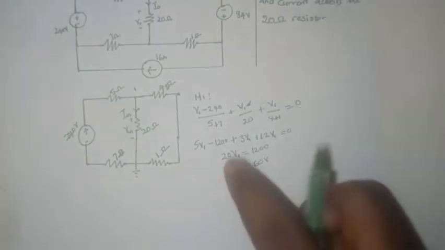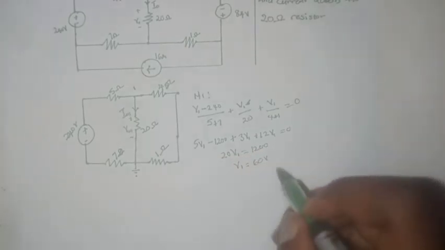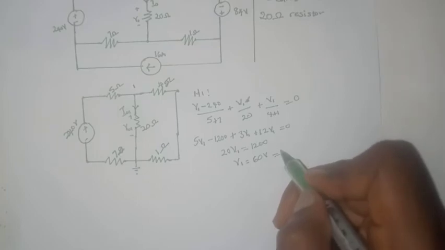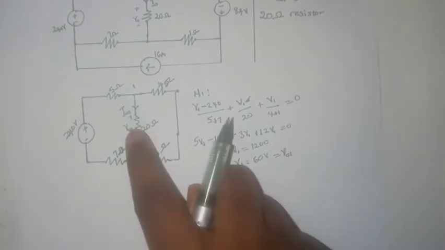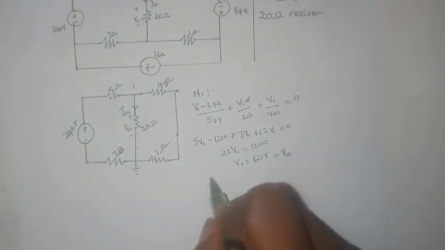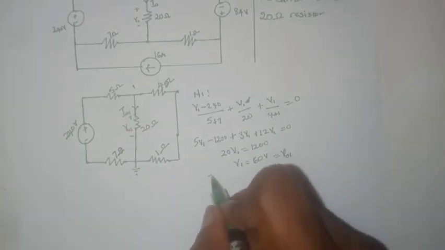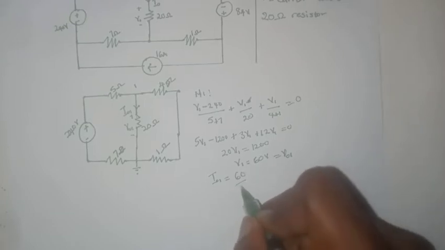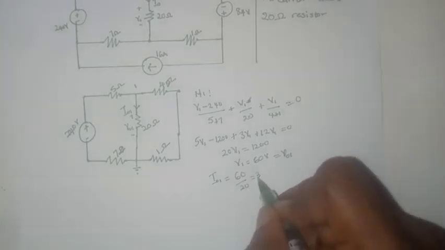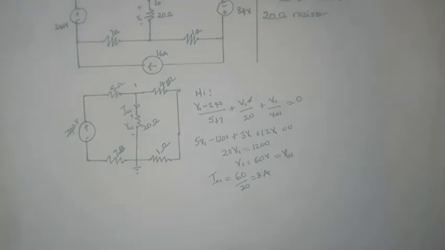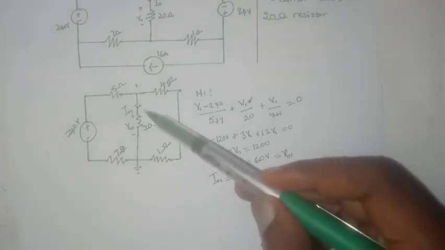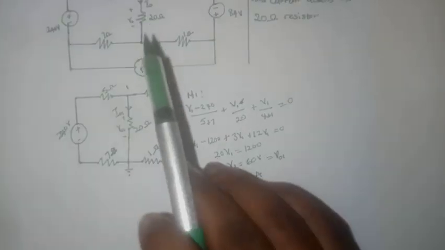60 volts, am I right? Yeah, 60 volts. That means V01 is 60 volts, and we expect the current to be 60 divided by 20. So I01 would be 60 divided by 20, which is equal to 3 amperes. Those are the current and voltage across this 20 ohm resistor due to this 240 volt power source.